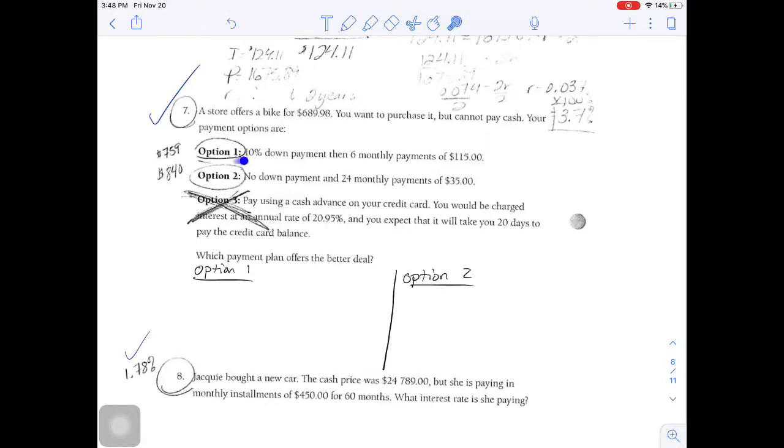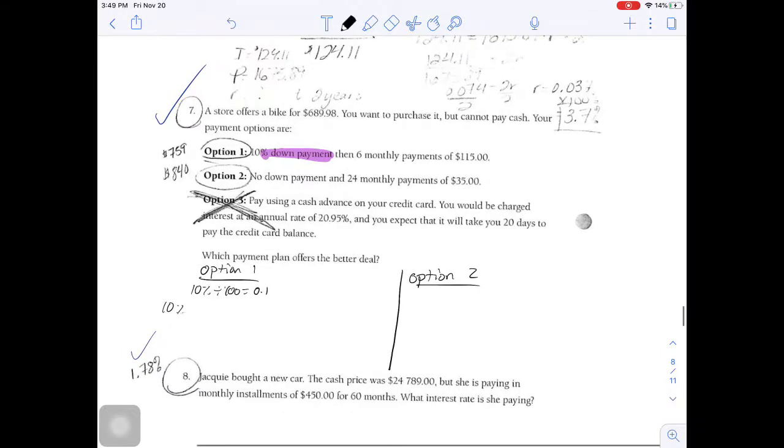So option 1, it's a 10% down payment, then 6 monthly payments of $115. So a 10% down payment, a down payment means you take what the whole thing costs and pay a percentage of that. So we have to figure out what 10% is of $689.98. So 10% divided by 100 equals 0.1 as a decimal.